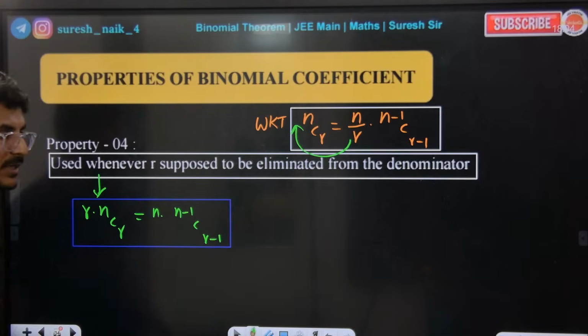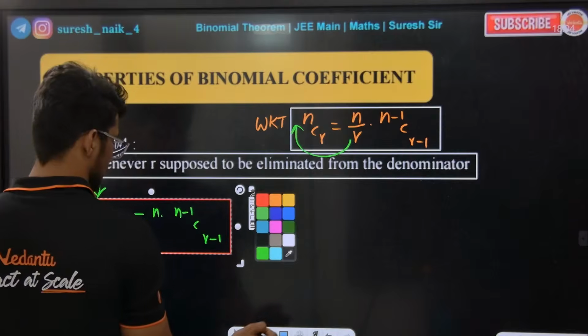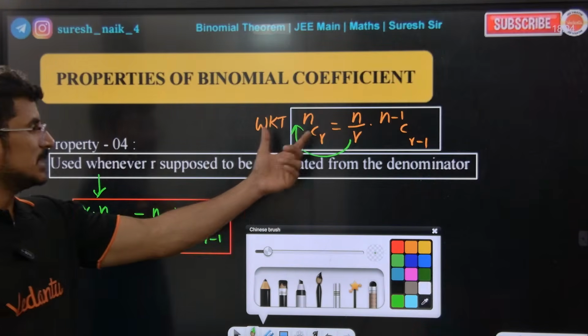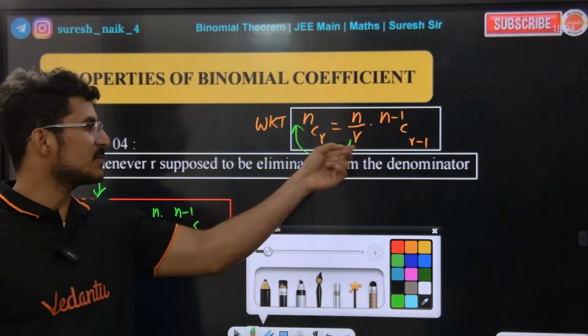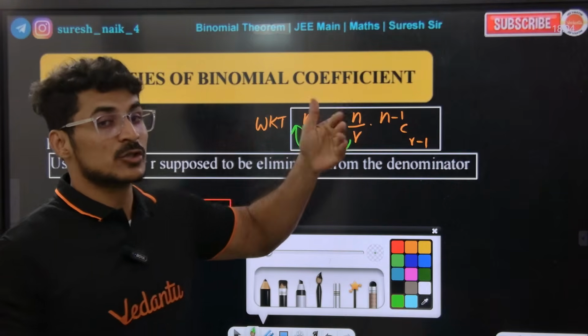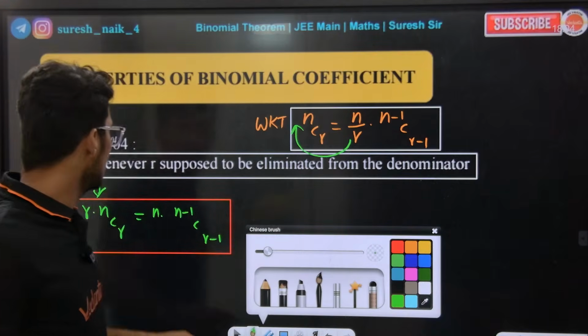Hope everybody is understanding. Okay, guys, listen to the class. This is the property I know. I'm shifting r to this side, so n into (n minus 1)C(r minus 1) will come. Where to apply the property and how to apply it, that is what you need to understand.